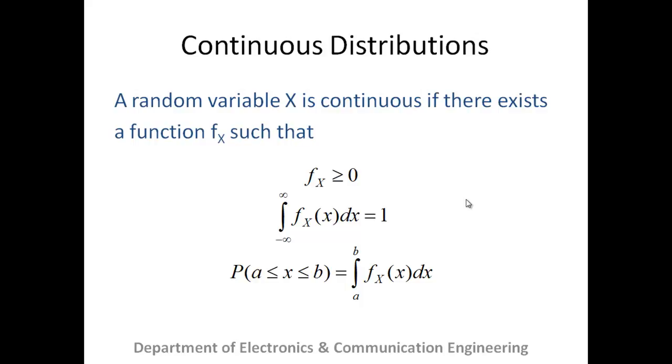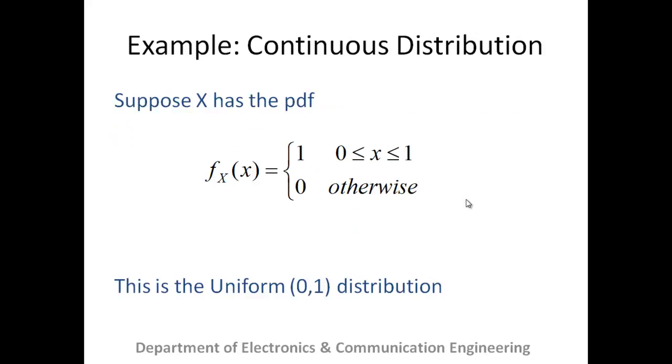So we can say if a random variable is continuous and there exists a function such that the following three conditions are met, then this particular function is a continuous distribution.